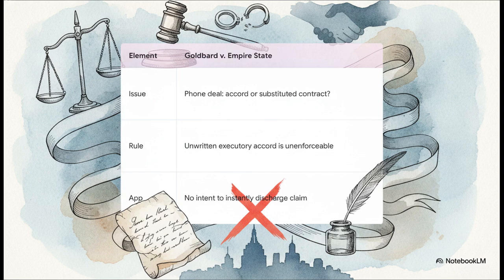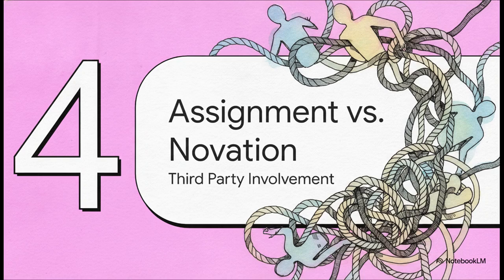And here's the kicker. Under New York's personal property law, an unperformed executory accord is completely unenforceable unless it's in writing and signed. Because this wasn't, the original claim was never discharged, and the plaintiff was totally free to sue on the original policy. All right, Section 4, Assignment versus Novation.